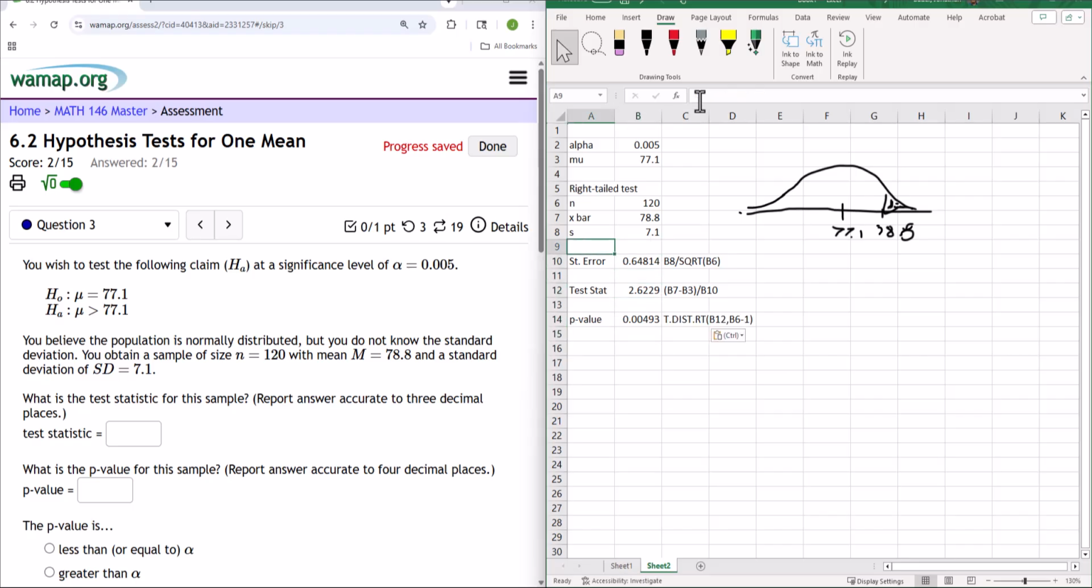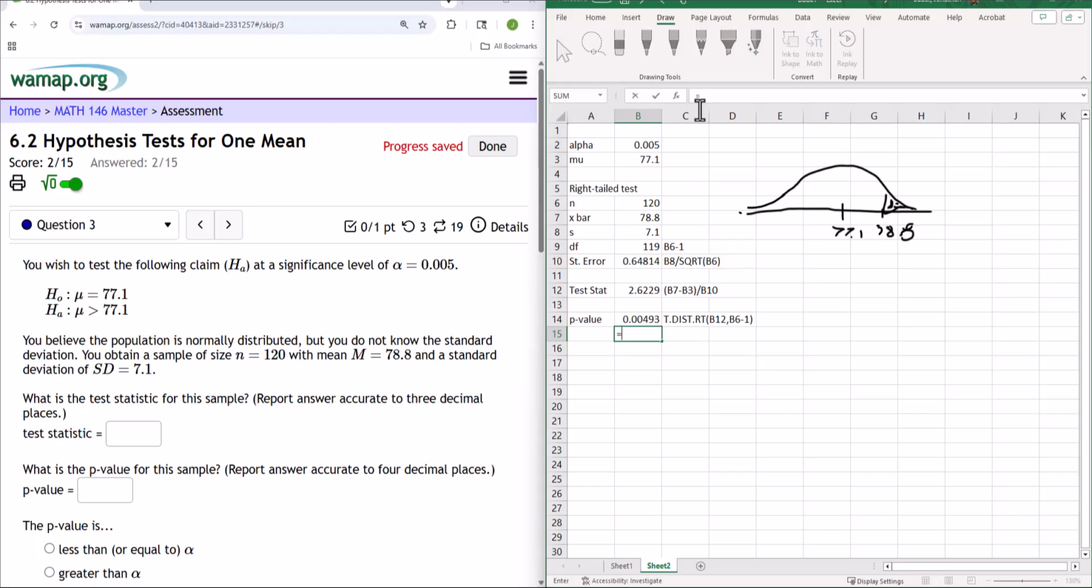Now, I maybe should have added the degrees of freedom here. If I want to, I can: 120 minus 1, taking that n minus 1. Sometimes I make the degrees of freedom there, sometimes not. So this is a new function.